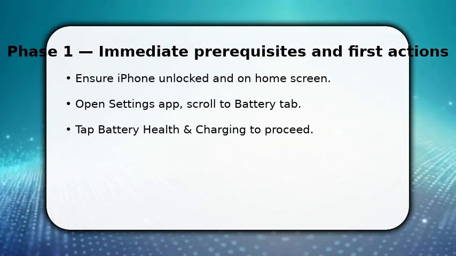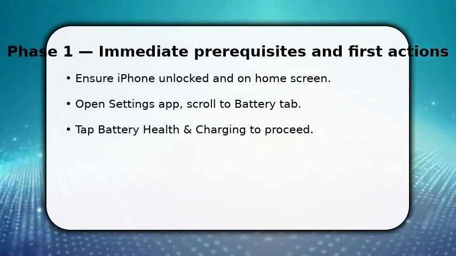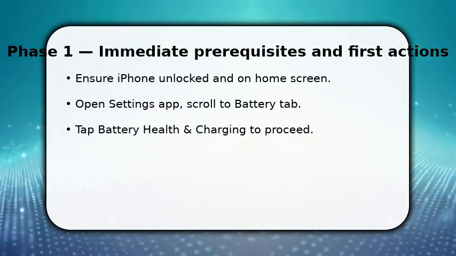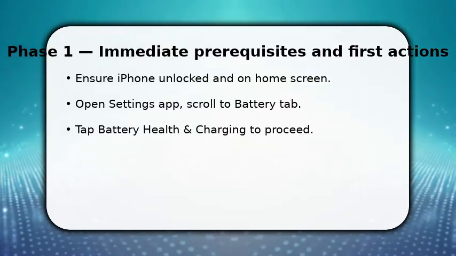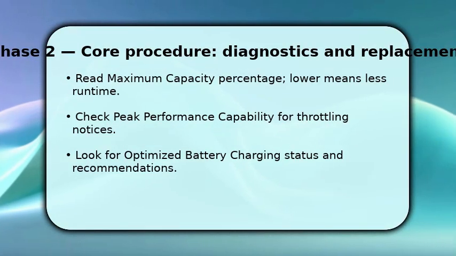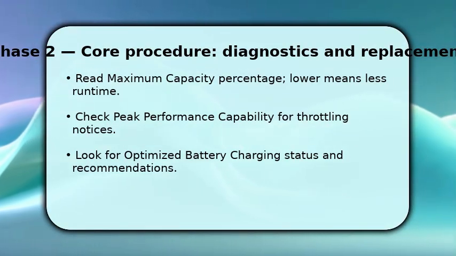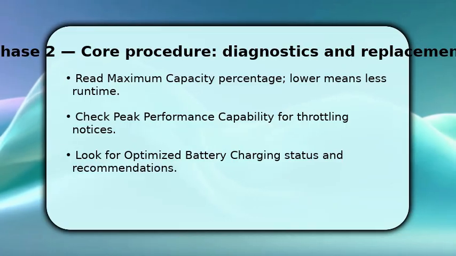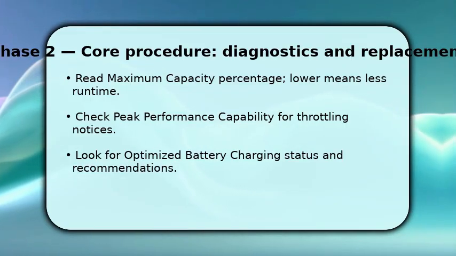Once you're on the battery health screen, read the maximum capacity percentage. It represents estimated charge capacity relative to new. Make sure to note peak performance capability. If the phone reports performance management applied, it explains unexpected slowdowns.